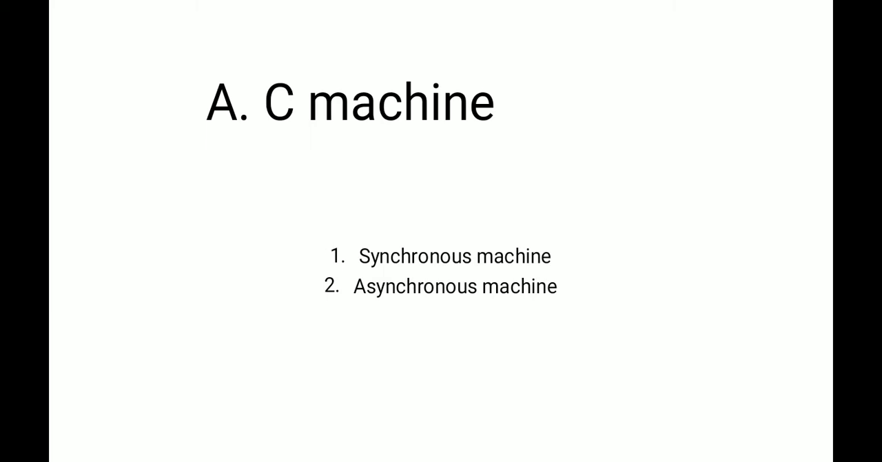Hello students, in this semester we are discussing about AC machine. AC machines are those machines which work on AC supply. It is two types. Number one is synchronous machine and number two is asynchronous machine. Asynchronous machine is also known as induction machine.